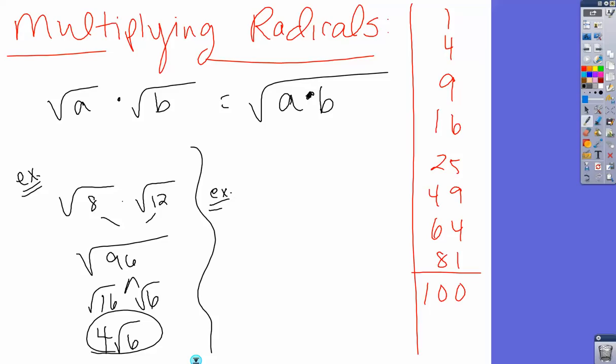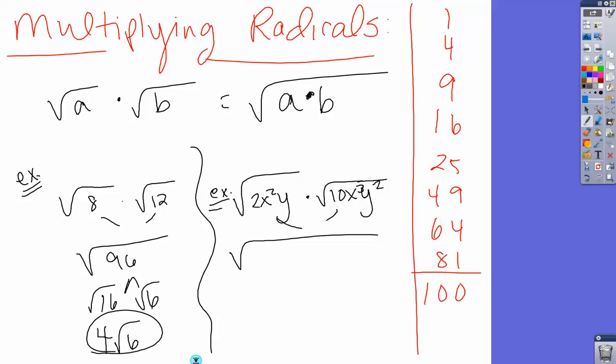Let's try again. Let's do the square root of 2x squared y times the square root of 10x cubed y squared. So when I have two radicals being multiplied together, I make one really big radical, and I drop everything down underneath it, and I combine the things that are alike. So I'm going to multiply numbers with numbers. So 2 times 10 is 20. Over here I have 2 x's, and over here I have 3 x's. So I have a total of how many x's? 5. Over here I have 1 y, and over here I have 2 y's. So altogether I have a total of 3 y's.